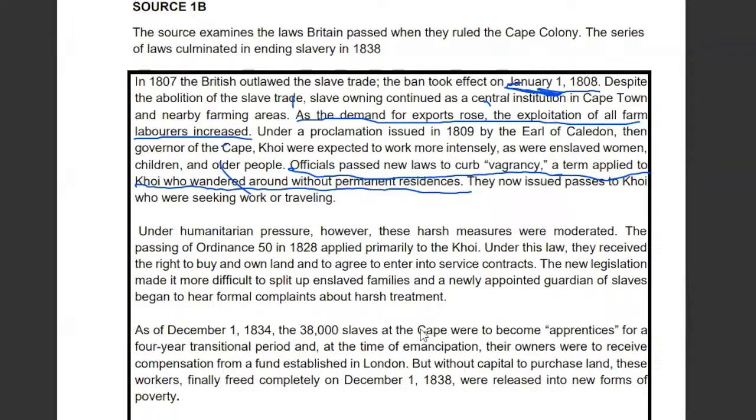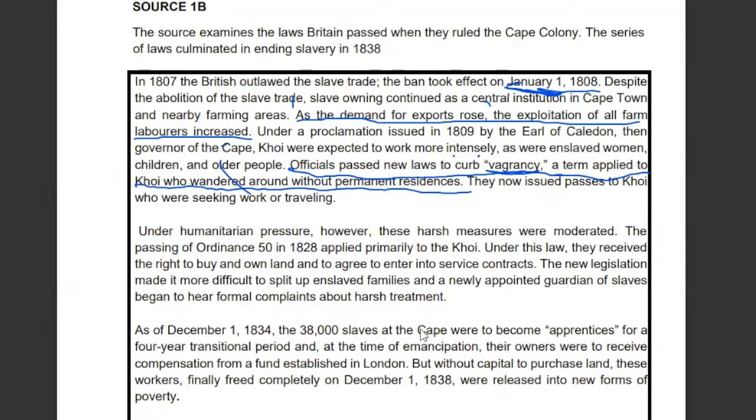Now they issued passes to the Khoi who were seeking work or traveling. So we are seeing the effect there. We are trying to figure out the sense of the concept. It is saying officials passed the new laws to curb, to control, vagrancy. They wanted to control vagrancy, which was a term applied to Khoi who wandered around without permanent residence. So our answer is clear there.